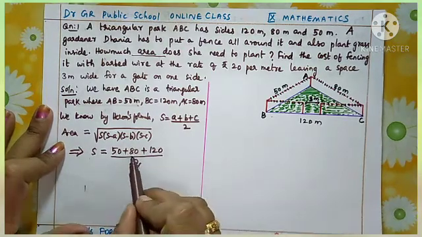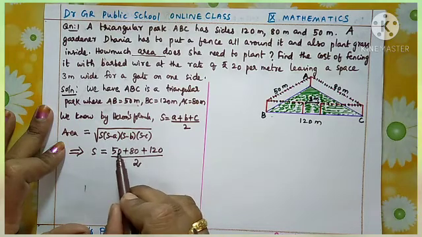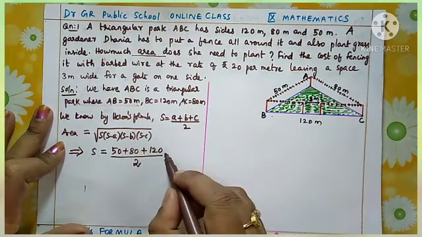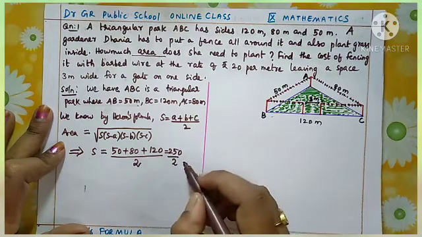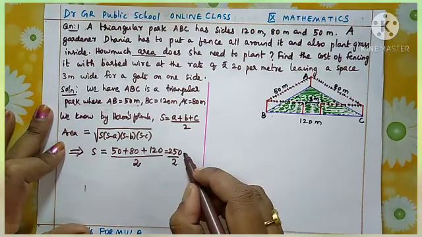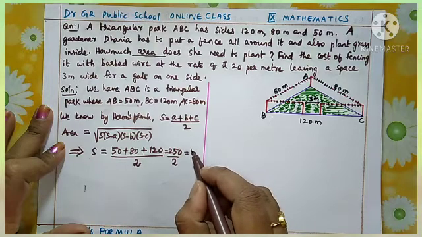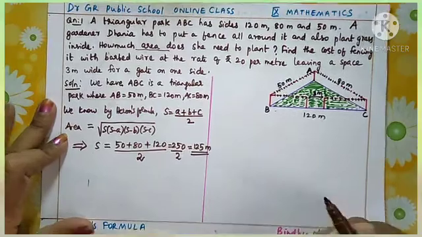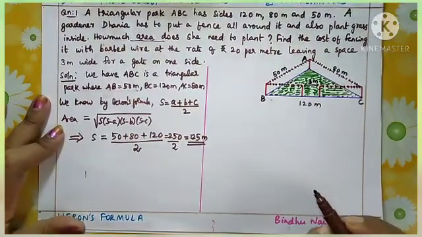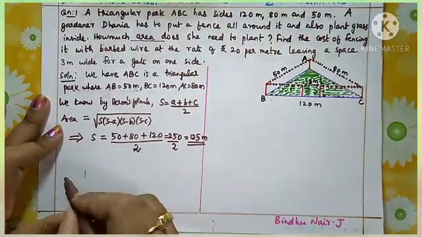What is 120 plus 80? It is 200, and 200 plus 50 is 250. So that is equal to 250 divided by 2. 250 divided by 2 is 125 meters. So we got the value of S equal to 125 meters.